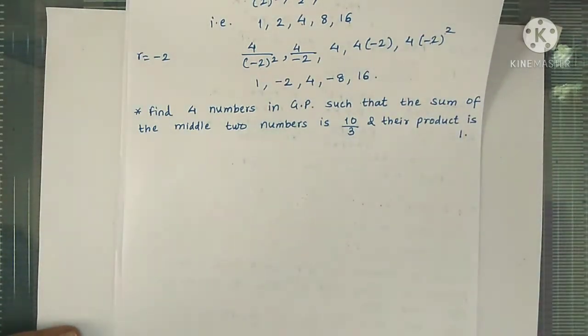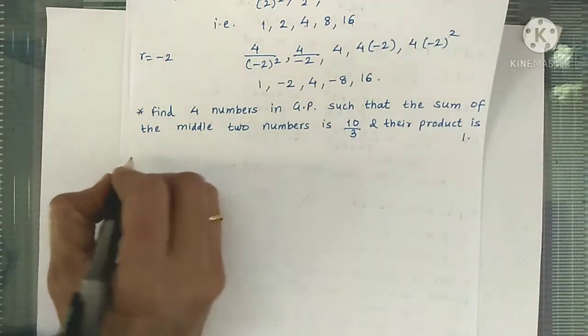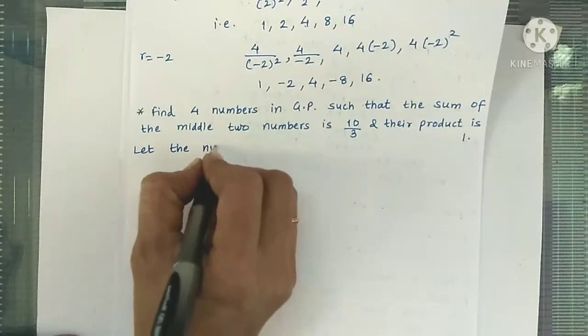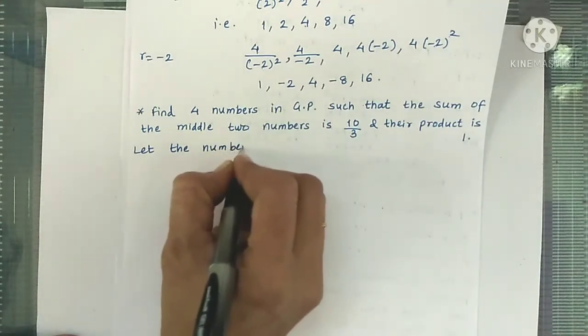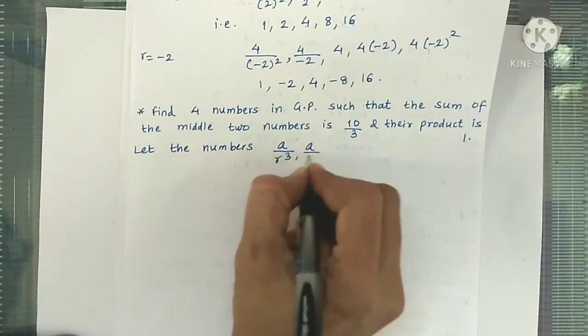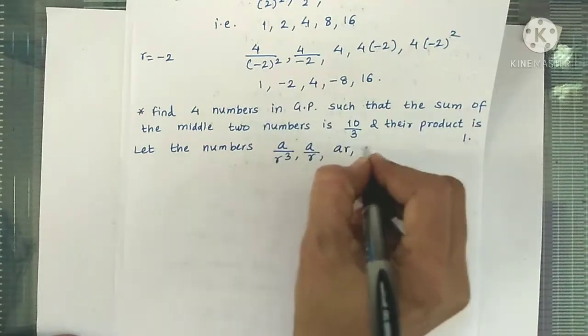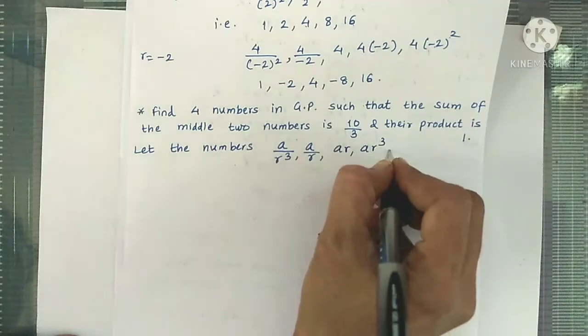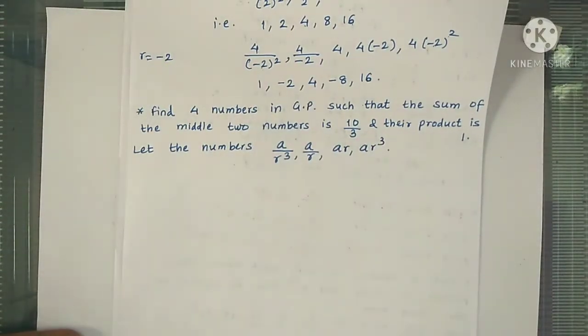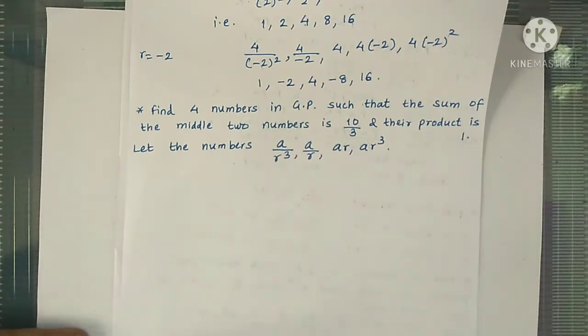Now let's take the terms first of all. Let the numbers be, if we have 4 numbers in GP, we have to take those numbers as a upon r cube, a upon r, a into r, a into r cube. Okay. So the ratio is, instead of r, it is r square. Multiplying by r square we get the next term.